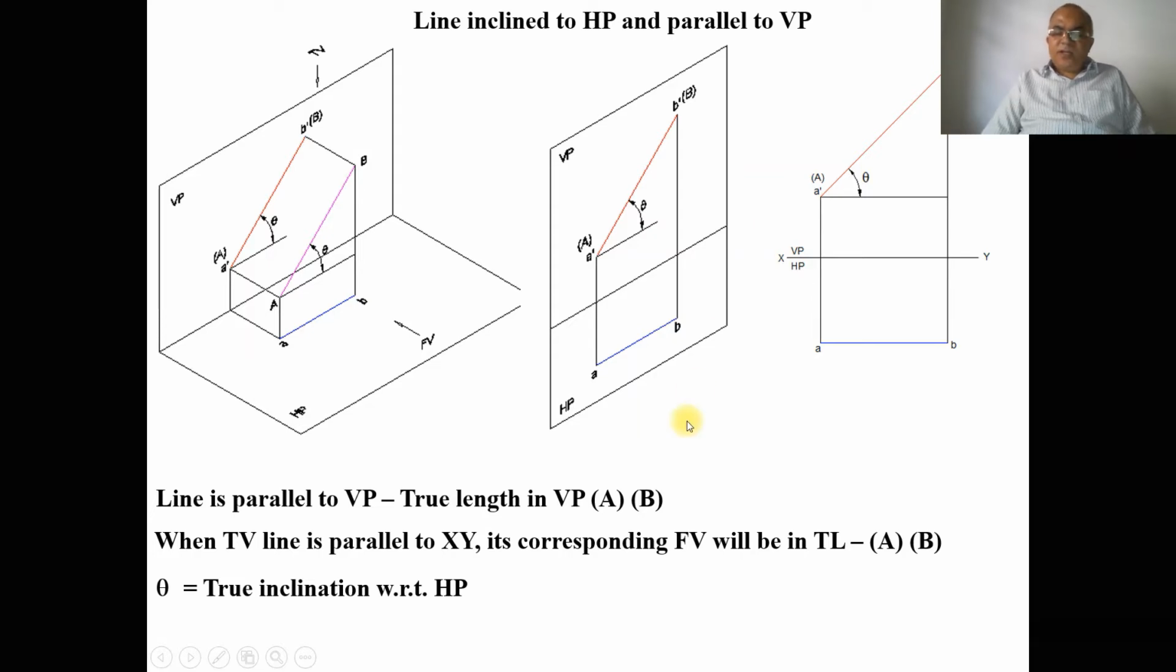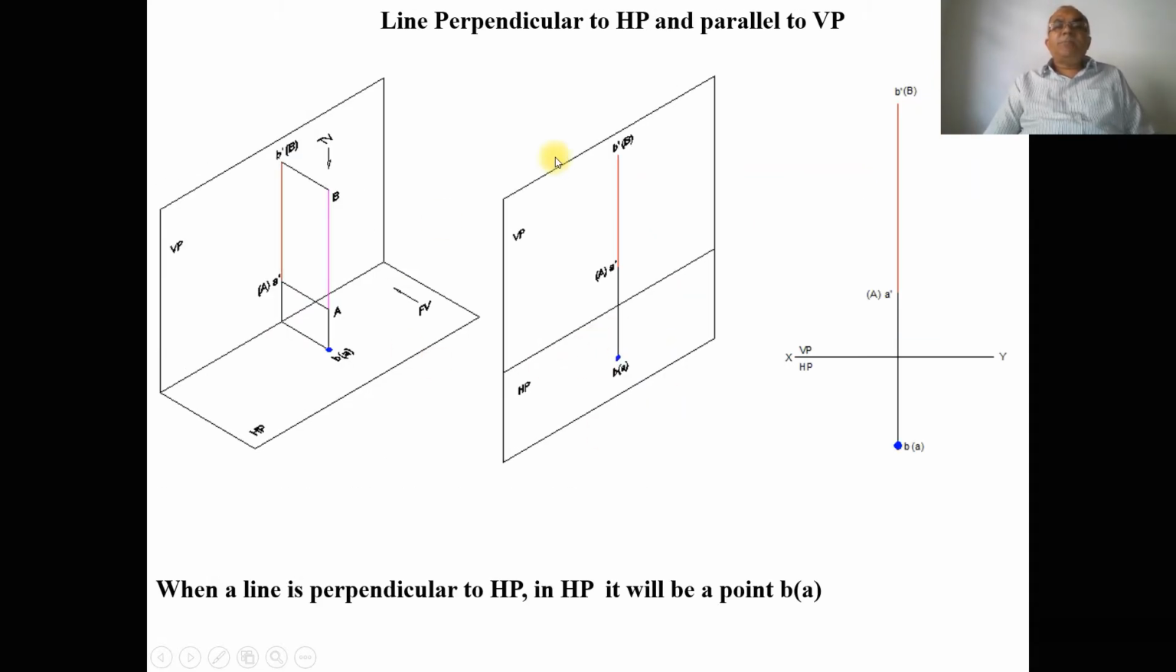Now we will go for the next position. The line is perpendicular to HP and parallel to VP. When you consider this in three dimensions, you can see that the line capital A and capital B is perpendicular to HP and parallel to VP. When you look from the top view, the two endpoints of the line, capital A and capital B, both are equidistant from the vertical plane. Therefore, it is parallel to VP. Since it is parallel to VP, you get the true length in the vertical plane.